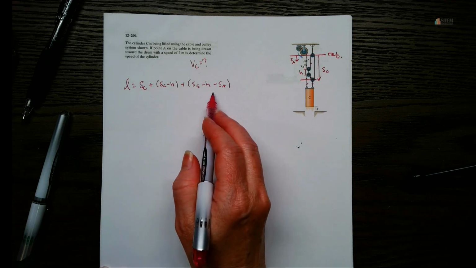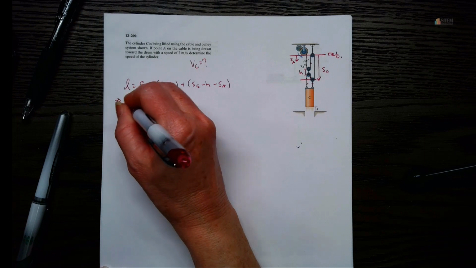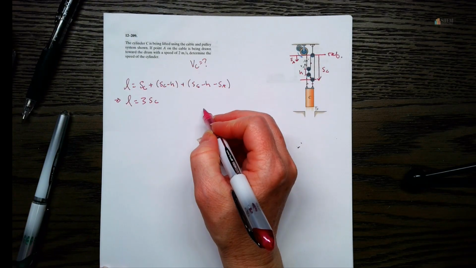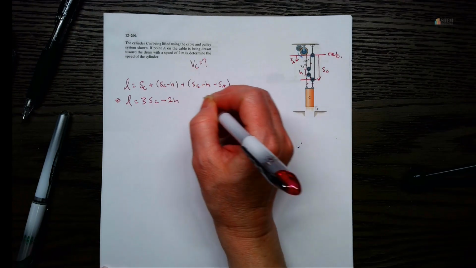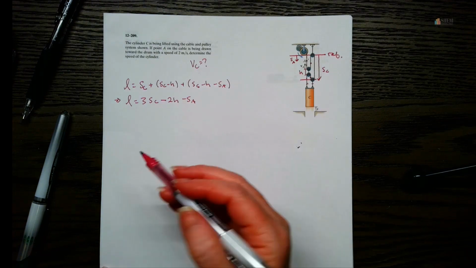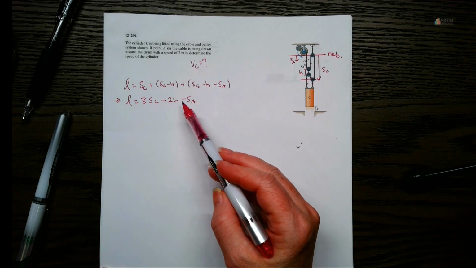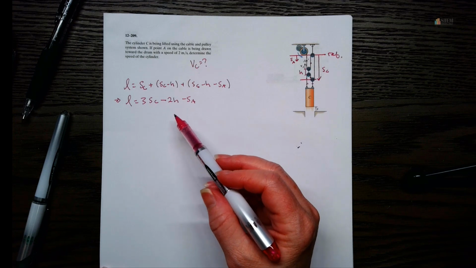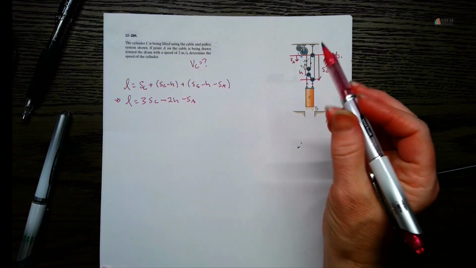Now that we have this, let's simplify it because I can group up a lot of these terms. So L is going to be 3SC. We've got minus H, then minus H again, so minus 2H, and then minus SA. All right. Now what we want to do, we need to get this velocity in here, right? And I'm looking for a velocity, so I need to take the derivative of this. Because if I take the derivative of this, I'm going to get SC dot and SA dot, which are our velocities of A and C.